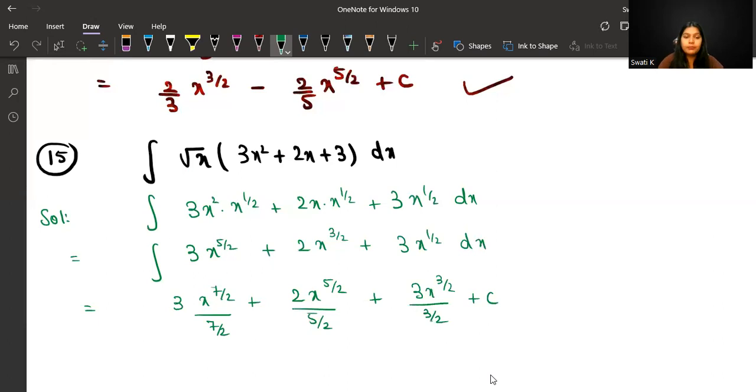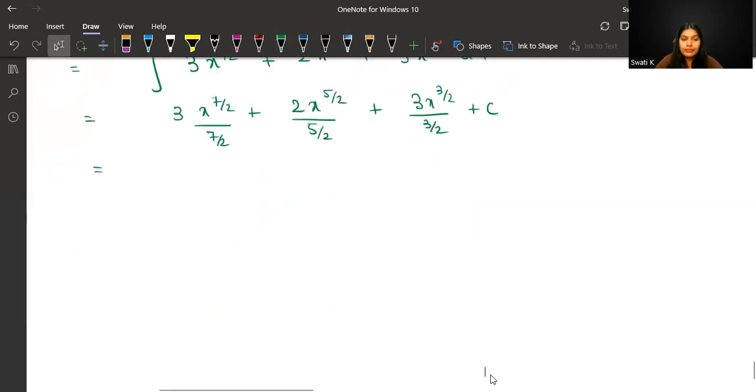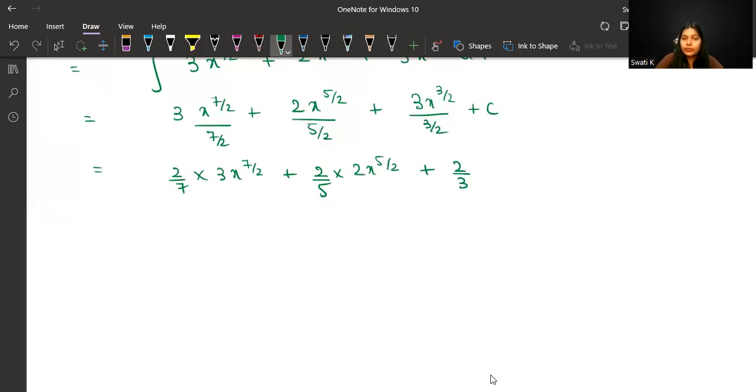Now we just need to simplify this. So 7 upon 2 will become 2 upon 7 into 3 x raised to 7 upon 2. This will become 2 upon 5 into 2x raised to 5 upon 2, plus this will become 2 upon 3 into 3x raised to 3 upon 2 plus c.